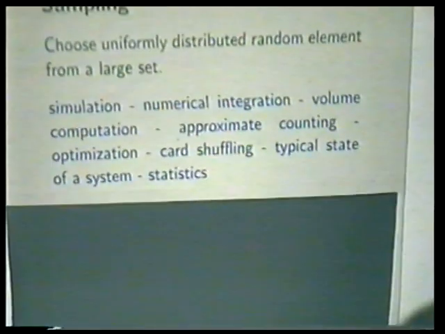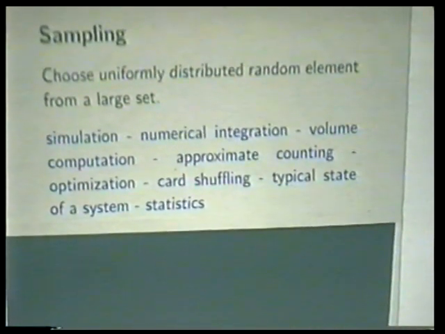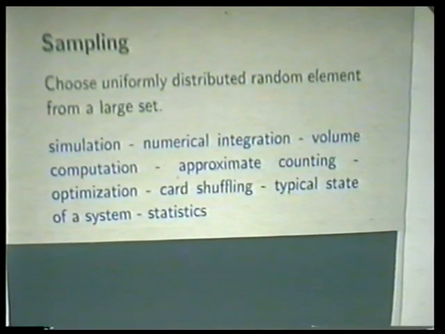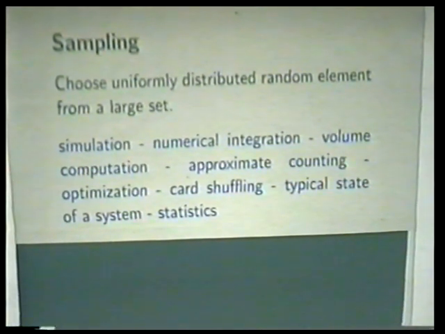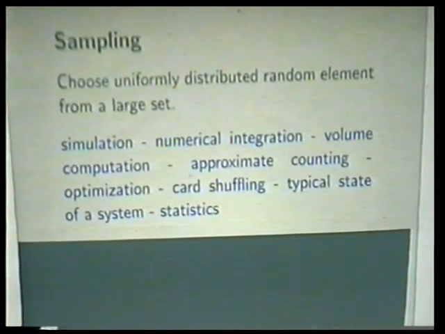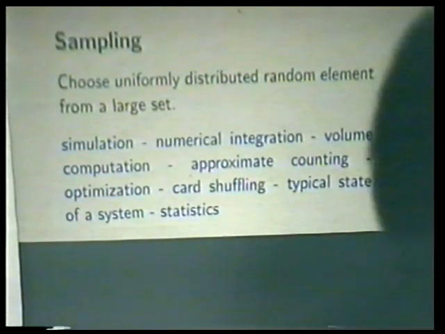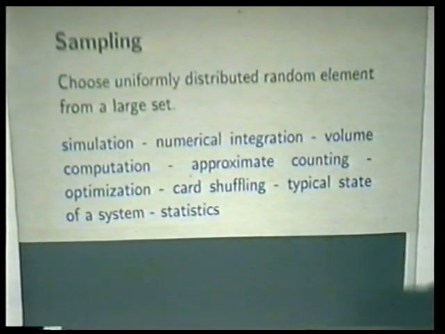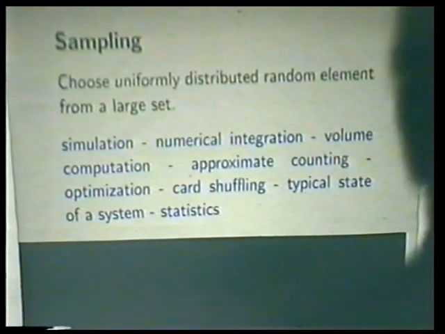Well, I'll just mention that applications of this are all over the place, from numerical analysis to physics to card shuffling, which is probably the most classical special case of sampling problems. So you want to sample from the 52 factorial possible arrangements of your deck of cards.